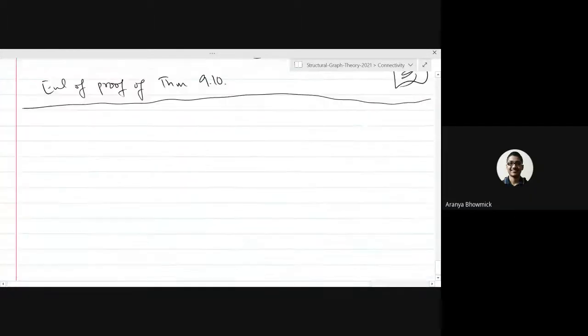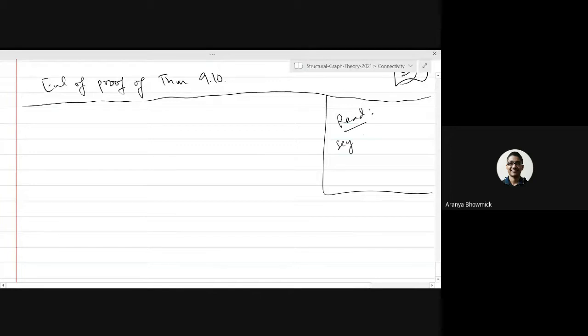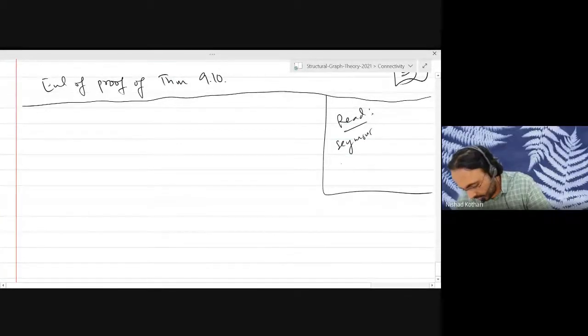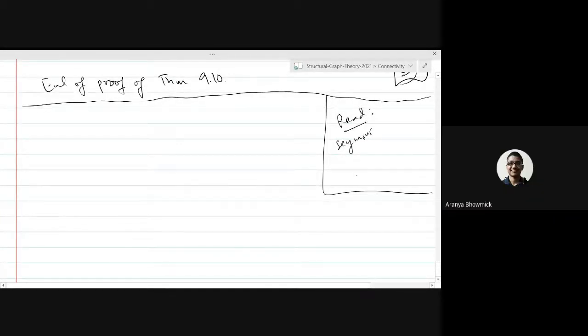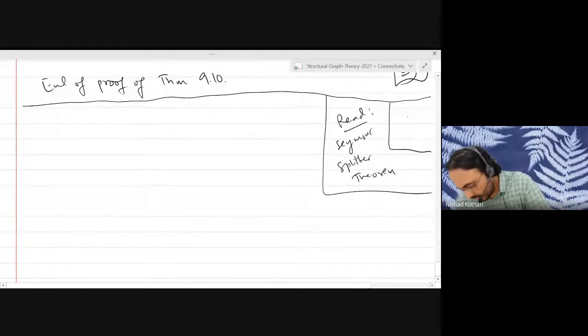In fact, it is a stronger version. If you're interested, you can read it. So will you discuss this theorem in this course? No, we won't. It's beyond the scope.